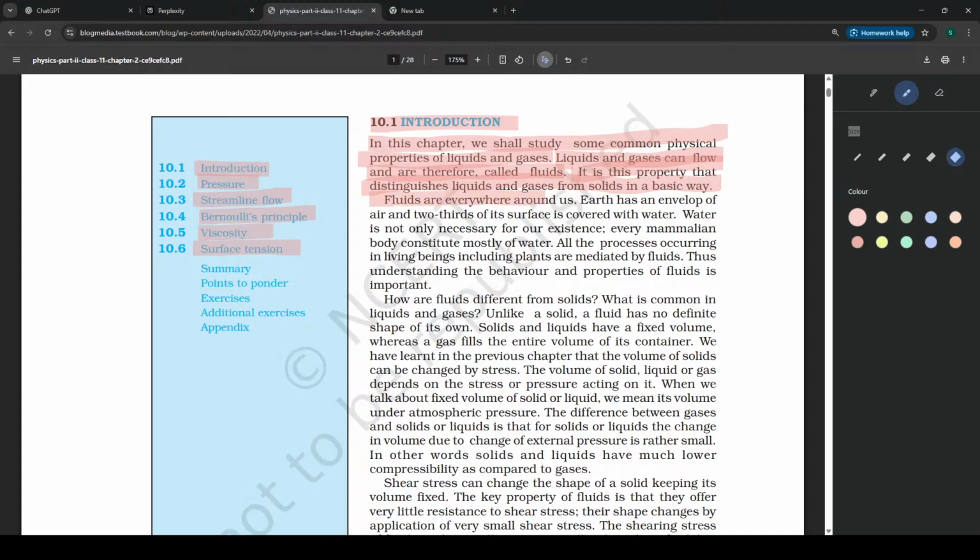Fluids are everywhere around us. Earth has an envelope of air, and two-thirds of its surface is covered with water. Basically, Earth has an atmosphere, which is an envelope of air. We are currently in a fluid right now, in the atmosphere, and there is also water, which constitutes 70% of the Earth.